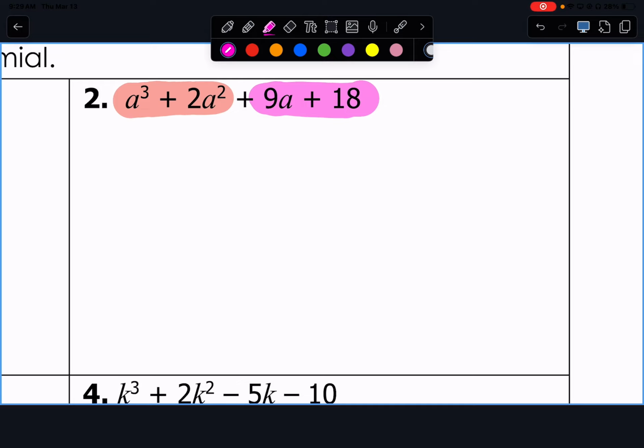Miss Dalton, what did you write up here? So your GCF would be a squared. Okay, yep, that's what you get right there. And then if it doesn't balance out, it's fine. Did I do that right?